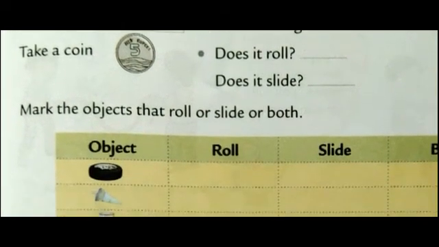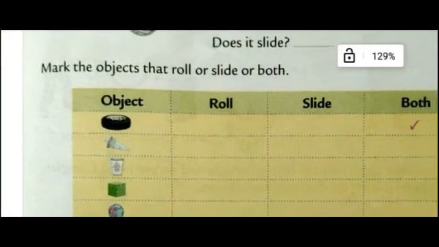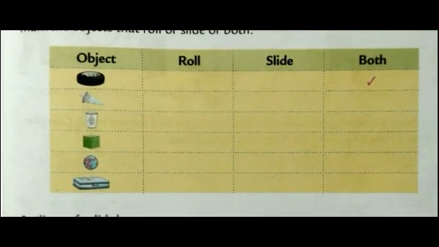Now, mark the objects that roll or slide or both. Some pictures are given here. We need to put a tick on the correct column, whether it rolls, whether it slides or both. The first one is already done, a tire. It rolls on the floor and it can slide also. So that's why a tick on both is there.